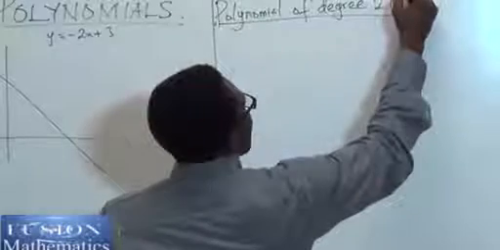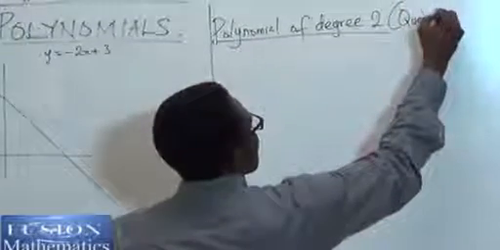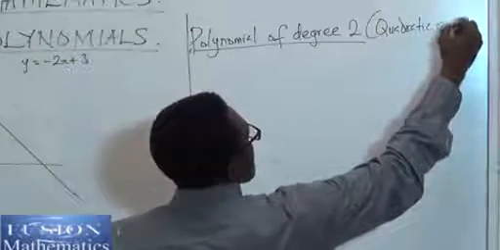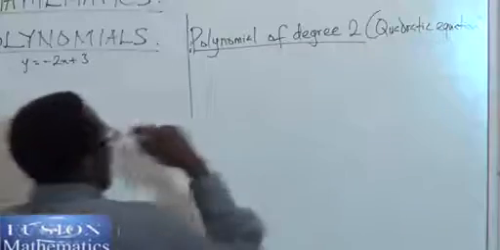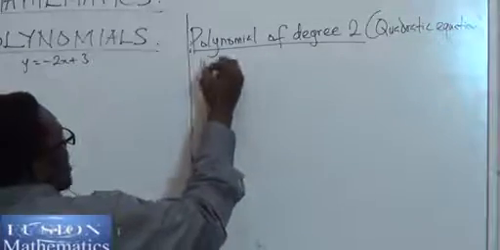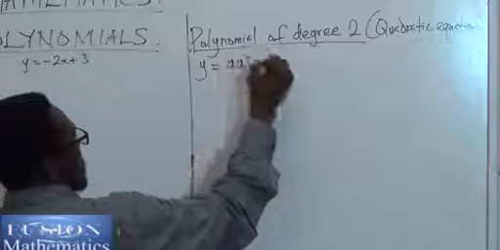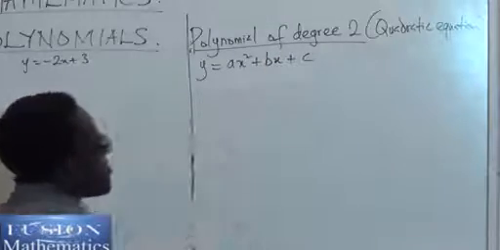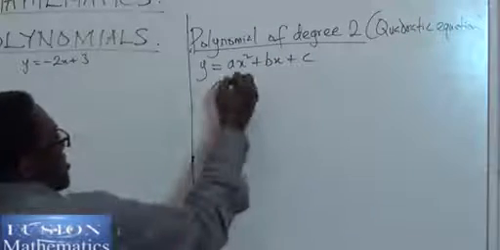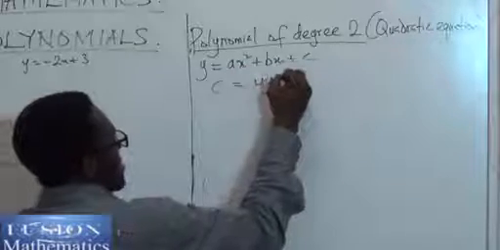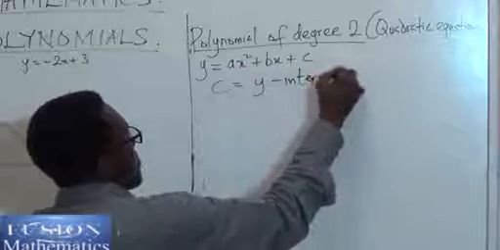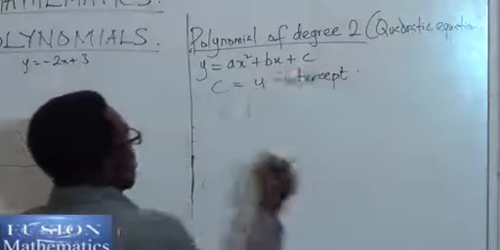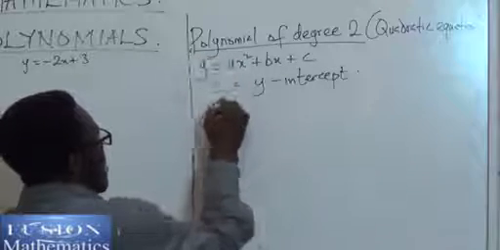For this one, it is popularly called the quadratic equation or graph. It is generally represented by y equals ax squared plus bx plus c. So c is the y-intercept. To find the root of this equation, what we do is you make y equal to 0.